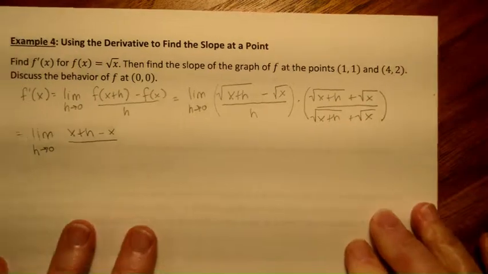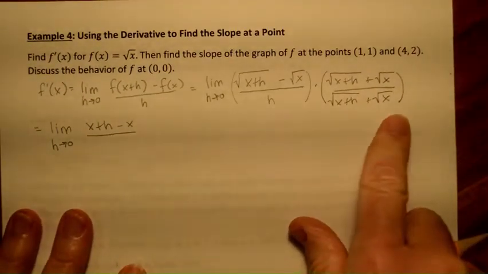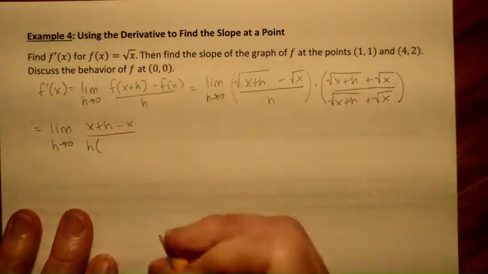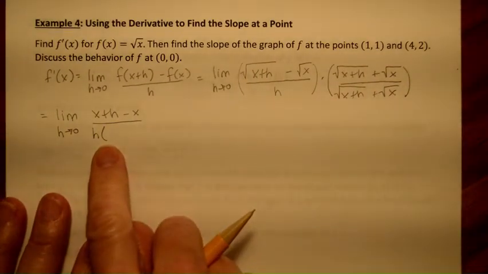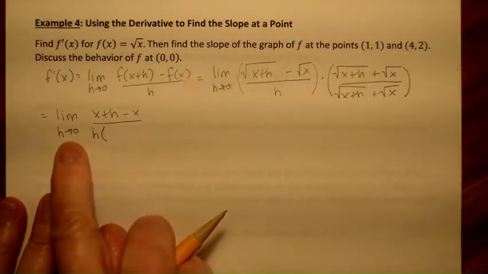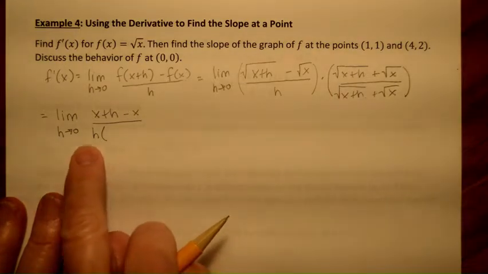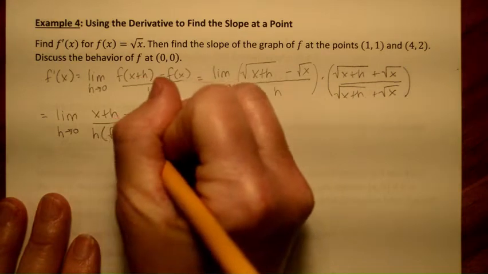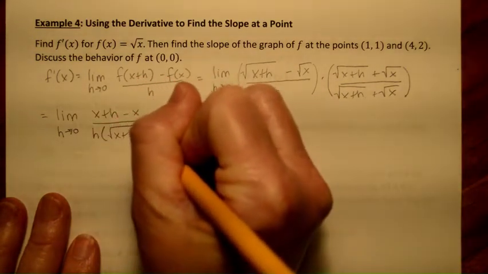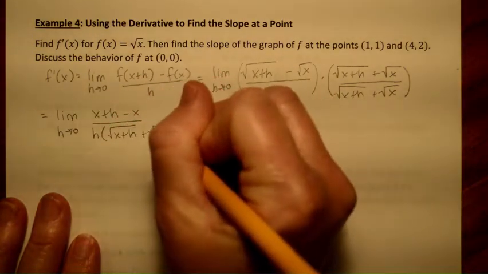Sorry about that. So in the denominator, then, we're going to come over here and we're going to say h times, and again, as I've suggested to you before, don't distribute that h out. Our whole goal is to cancel that because that's the troublemaker. That's where we get the 0 in the denominator. So just leave this square root of x plus h plus square root of x.